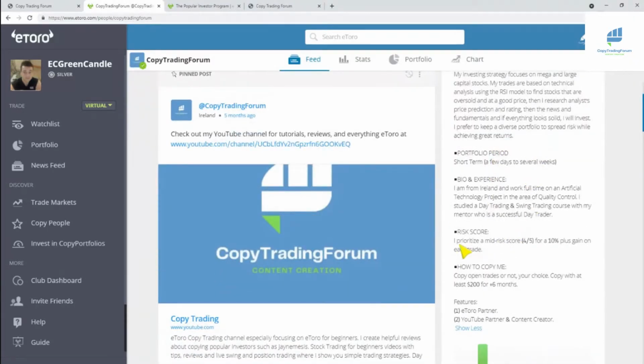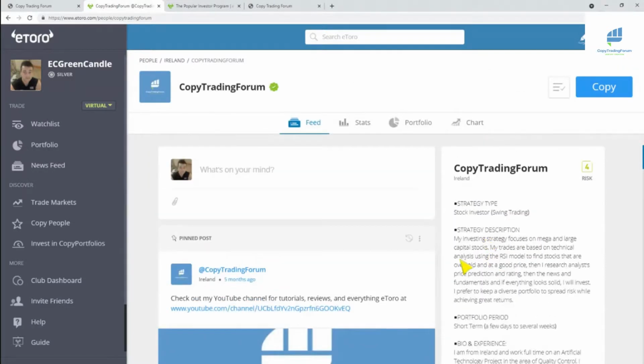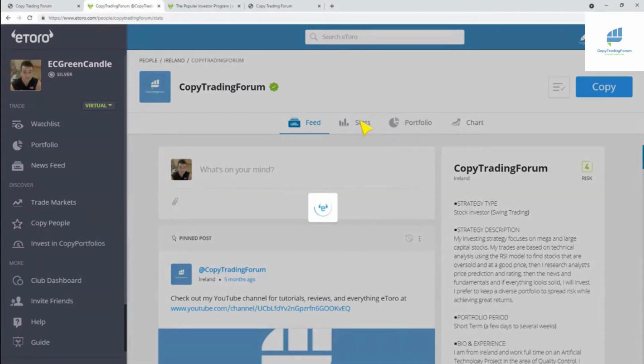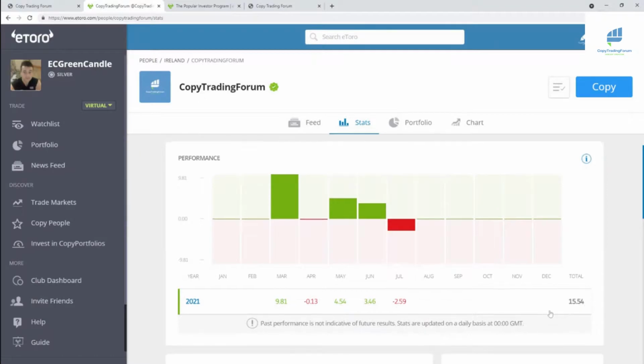Okay, so I prioritize a risk score of 4 or 5 and a 10% gain on each stock. Okay, but if it's 6%, I will take that too. So you can come through and look at my stats, etc. So my stats, let's load them up. I'm up 15.51% so far this year.